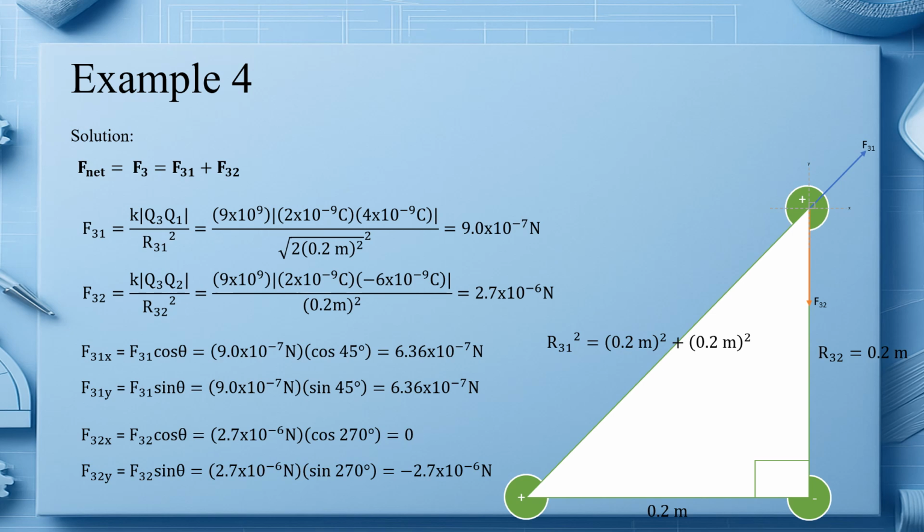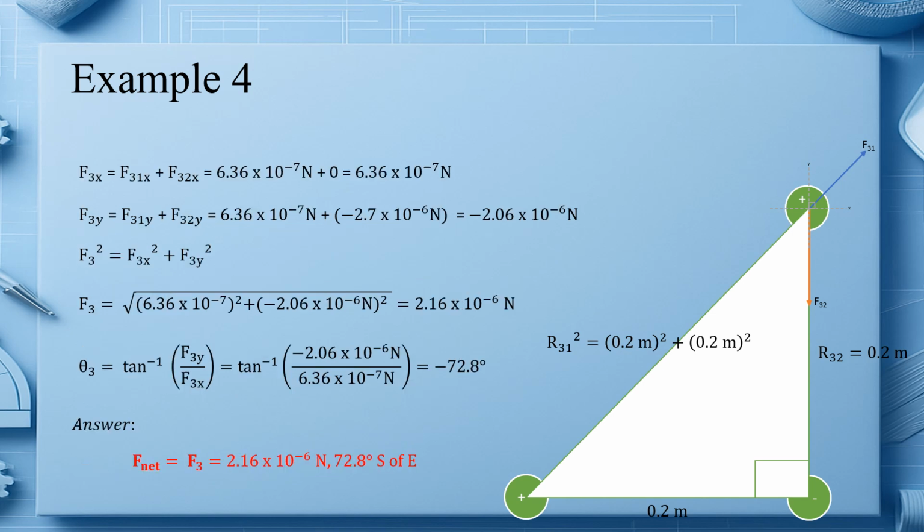So we just solve for the forces. Since the force is diagonal, or the charges are placed in a triangular shape, we have to solve for the x and y components of F31 and F32.